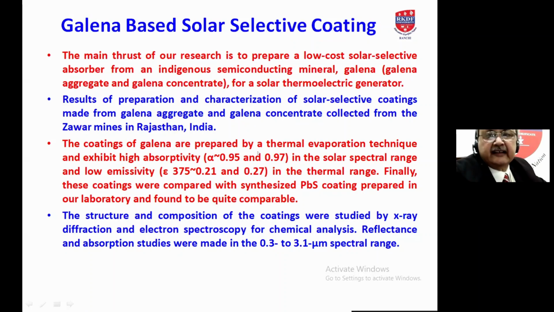This is the characterization of the solar selective coating made from galena aggregate and galena concentrate collected from Johar mines, Rajasthan, where coatings of galena prepared by thermal evaporation technique exhibit high absorptivity, that is alpha equal to 0.95 to 0.97 in the solar spectral range, and low emissivity epsilon at 375 approximately 0.21 and 0.27 in the thermal range.